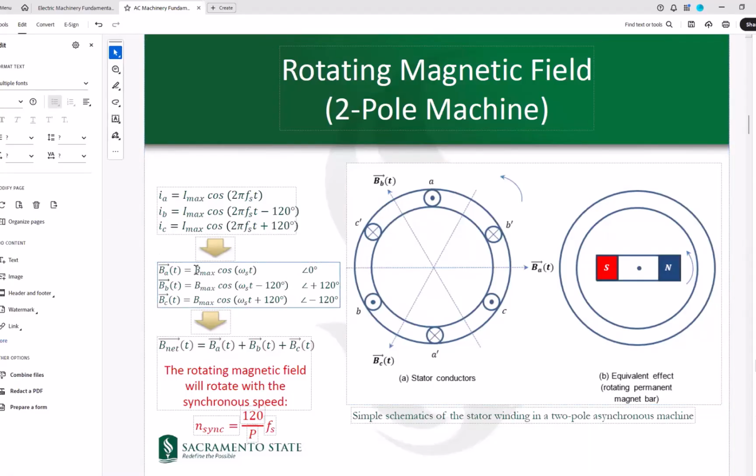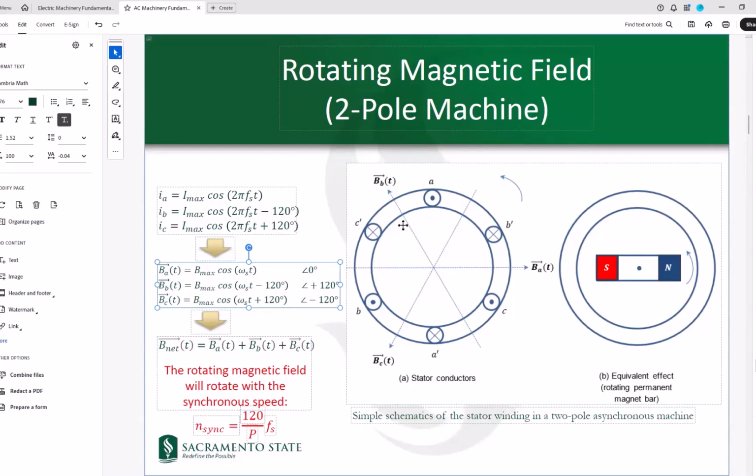But the vector has basically a magnitude value. It is time varying at the same time. And it is time varying with these basically equations. So cosine, the maximum would be B max, but there is a sinusoidal portion that would be multiplied by that: cosine of omega s t, cosine of omega s t minus 120 for phase B, and cosine of omega s t plus 120 for phase C.